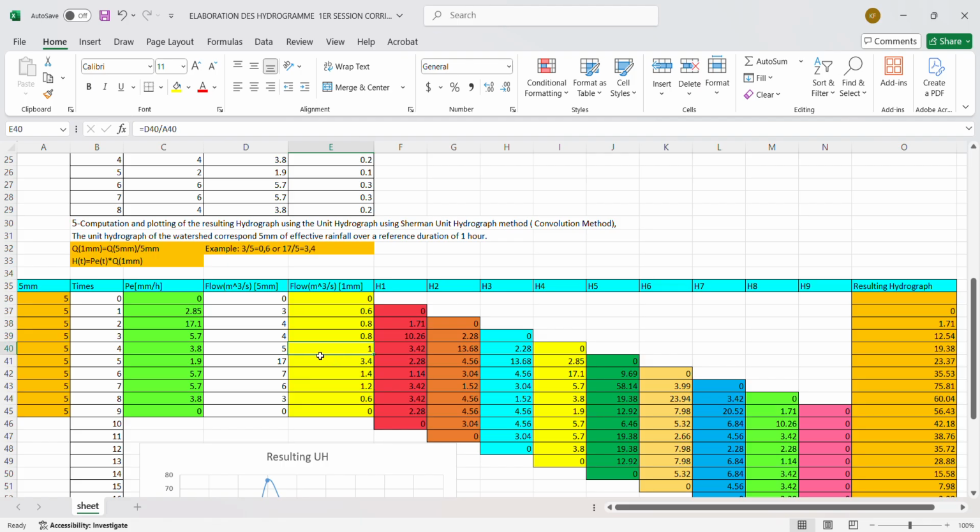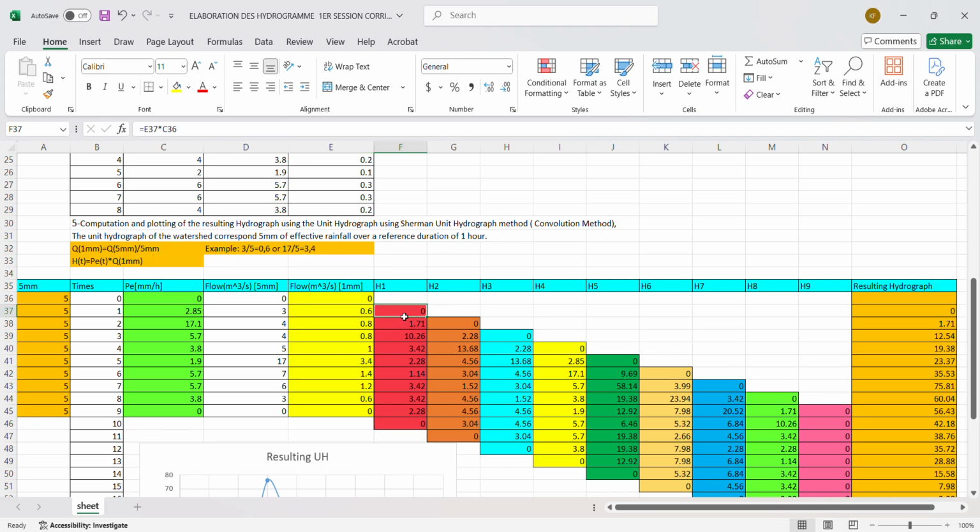Okay, flow rate at 4 hours, we have 1 here at 1 millimeter, because flow rate at 5 millimeter at 4 hours we have 4. Sorry, at 5 hours we have 5 divided by 5, this value. Using the same process, here up to here, we have 0. At 9 we don't have a value, 0.